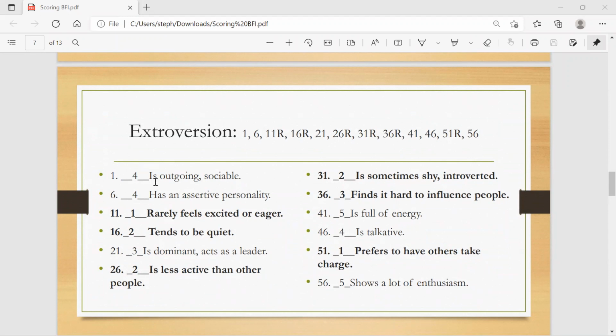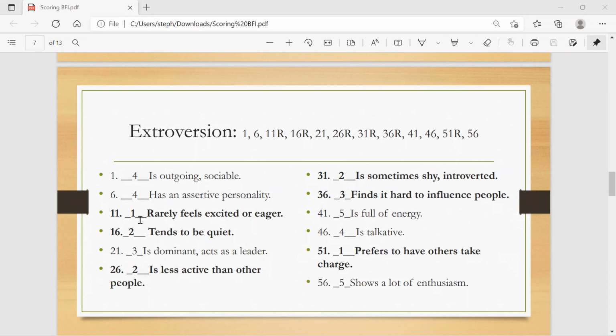So here, 4 is outgoing, sociable. This means this person agrees with this statement, maybe not all the time, but for the most part. Has an assertive personality: sure, I agree. I get along with people, that's why I want to be assertive. I want to let them know that I like this idea or don't really like it, but they're going to be a little more outspoken. And then 11, rarely feels excited or eager.